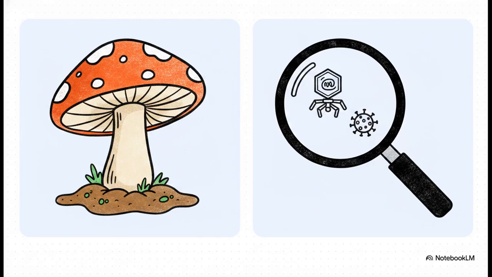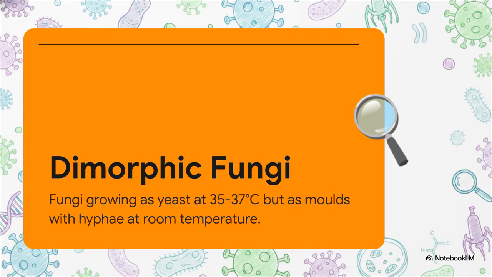Viruses, on the other hand, are incredibly, astonishingly small. We're talking 10 to 100 nanometers. You absolutely need an electron microscope to even see them. They're essentially just these tiny packets of genetic material that sit right on the razor's edge of what we even consider to be living. Speaking of fungi, here is a truly fascinating survival mechanism.